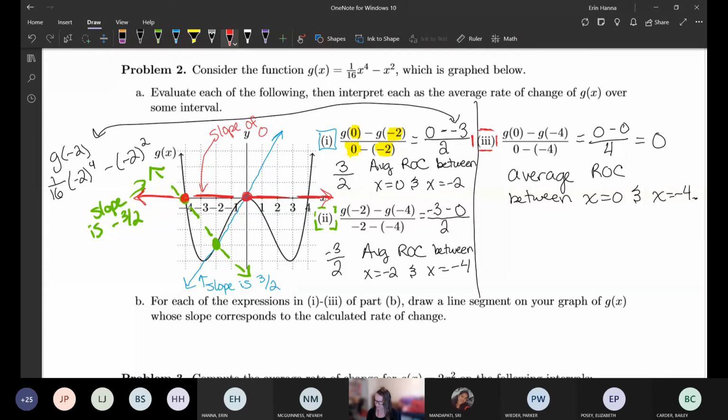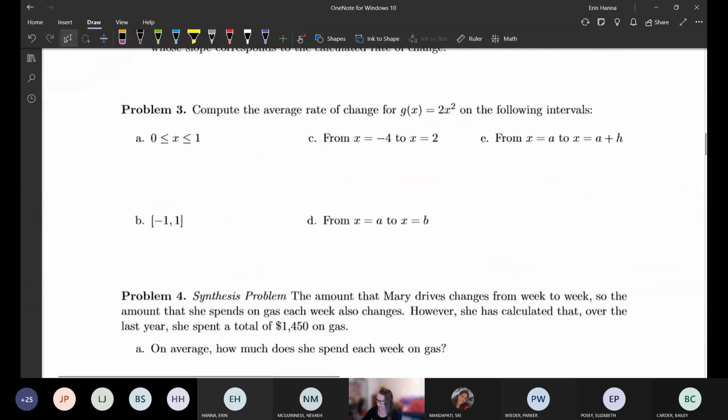All right. Our next one, compute the average rate of change for a bunch of different values. So let me break this up so I don't run out of space. Our function now is 2x squared, and we're going to go over the following intervals, 0 to 1. So here, if I wanted to write it out in its full average rate of change format, g of 0 minus g of 1 all over 0 minus 1.